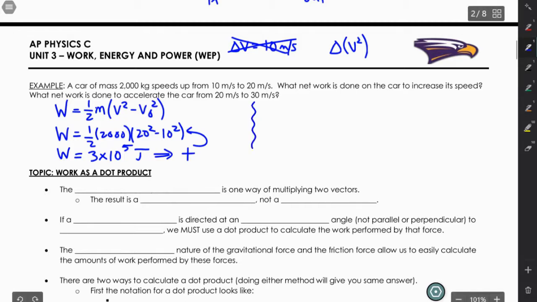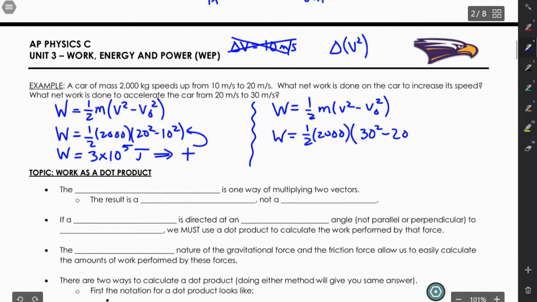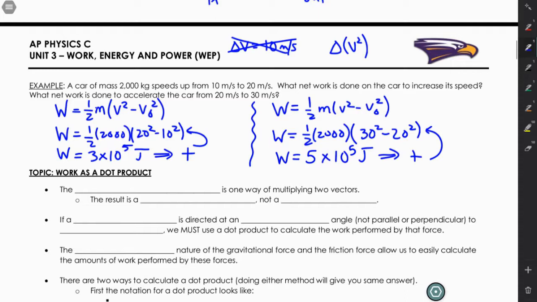Now for the second case, we're going to use the same equation: work equals 1/2 mass times v squared minus v initial squared. Same car, so it's still 2,000 kilograms. Now we're going to go 30 squared minus 20 squared. Yes, the change in speeds is 10, but remember, we're squaring the individual speeds, then subtracting. So in this case, we will add in 5 times 10 to the 5th joules of energy. Again, we're increasing the energy in the system because we're speeding up.